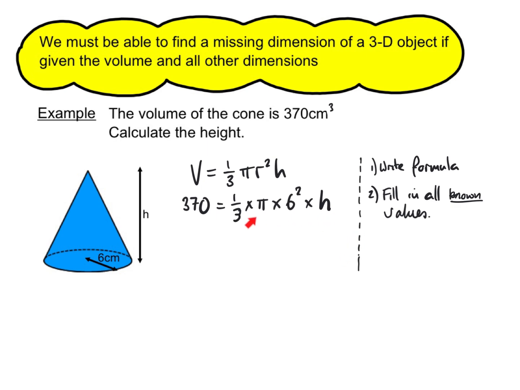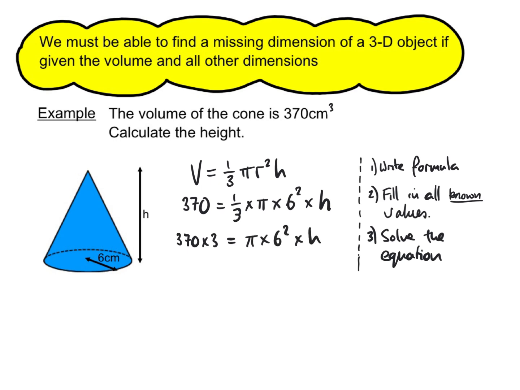So the third step of this, once we've filled in all the known values, is to solve this equation. Now, there are different ways to go about solving the equation, but if I see an equation which has a fraction in it, the first thing I'm going to do is get rid of that fraction. So this is 1/3, so to get rid of this, I'm going to multiply by the denominator, multiply both sides by 3. So that's 370 times 3 at this side of the equation. And when I multiply this side of the equation by 3, all that happens is this 1/3 is cancelled out. So I'd be left with just the pi times 6 squared times h.